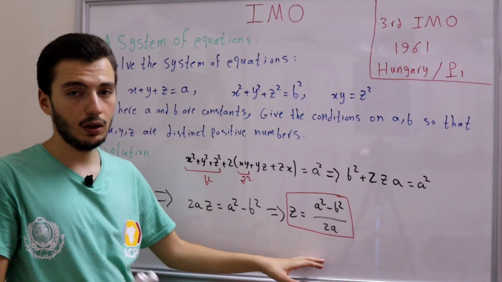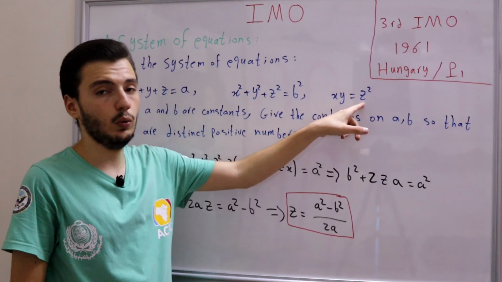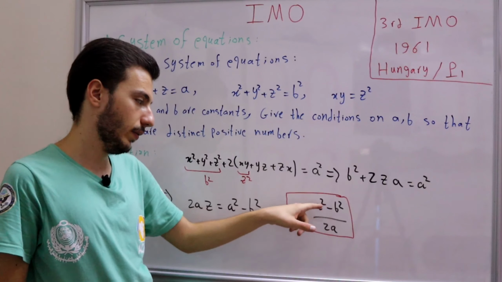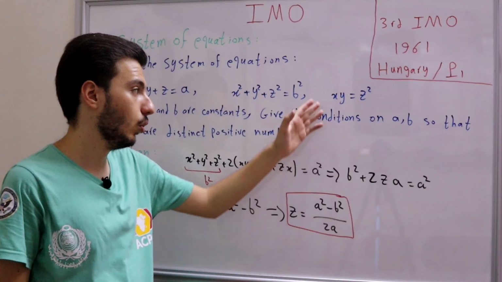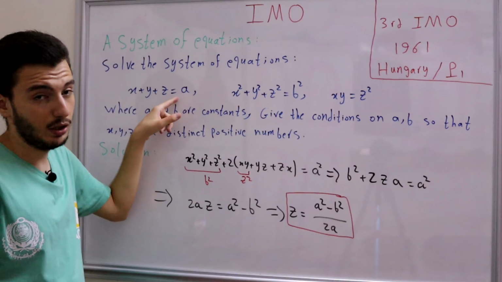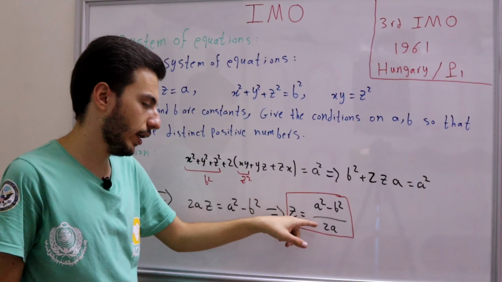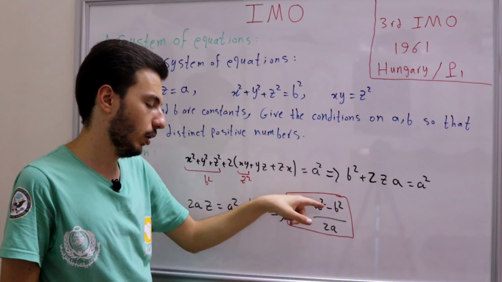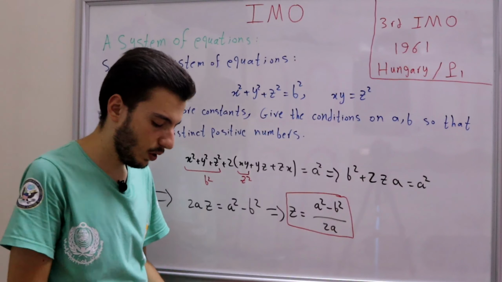What about x and y? Here we know that xy equals z squared. That's really nice because we know that xy equals a squared minus b squared divided by 2a, and that's all squared. What about this one? Here we know that x plus y equals a minus z. What is a minus z? It's a minus this thing, so it's 2a squared minus the numerator here. So it's basically a squared plus b squared divided by 2a. Alright, that's pretty good.